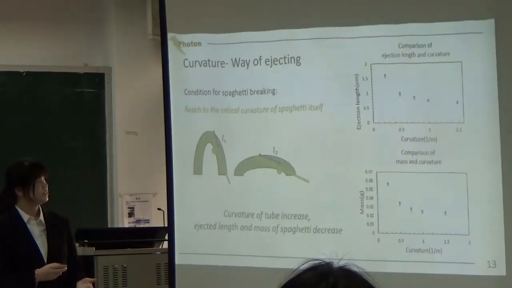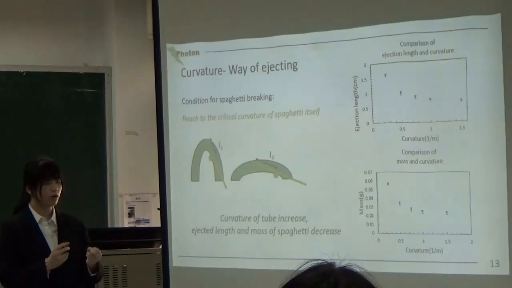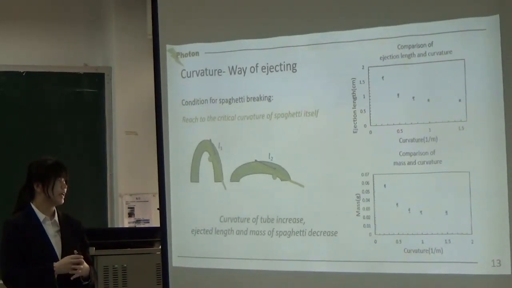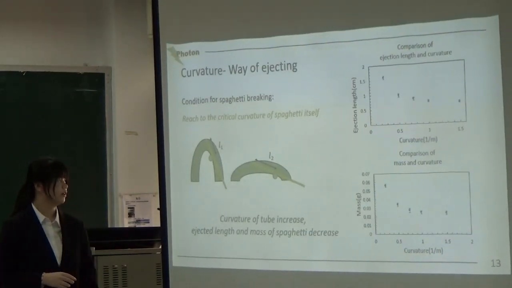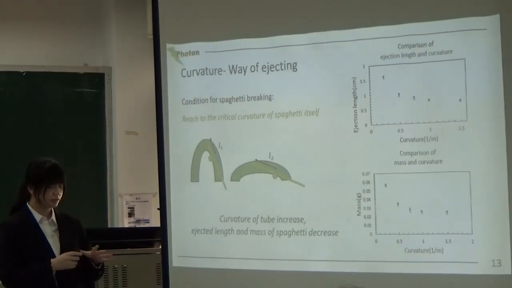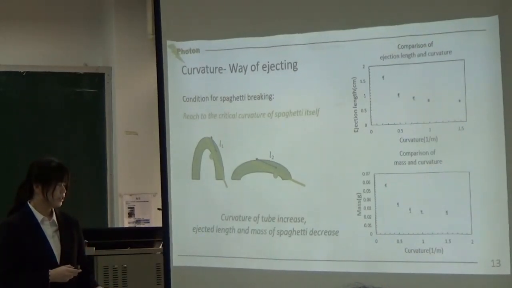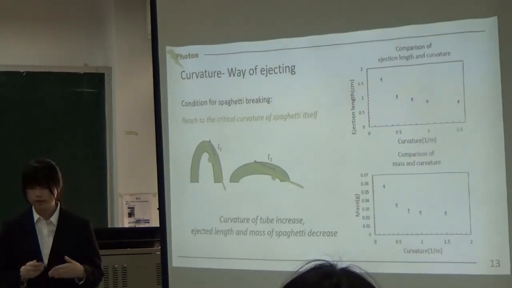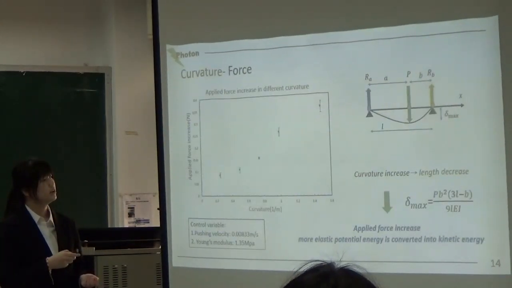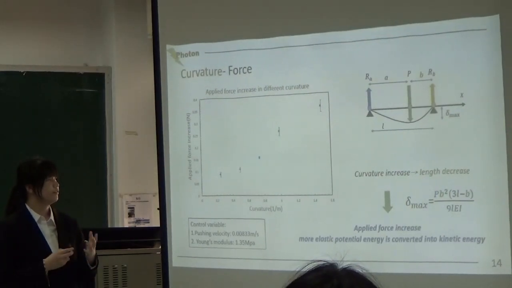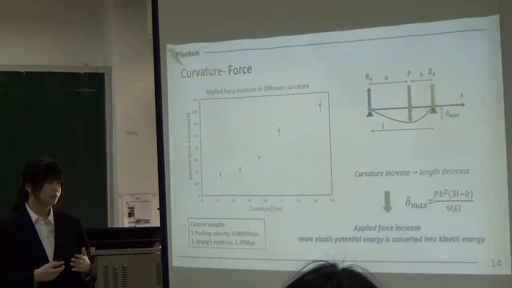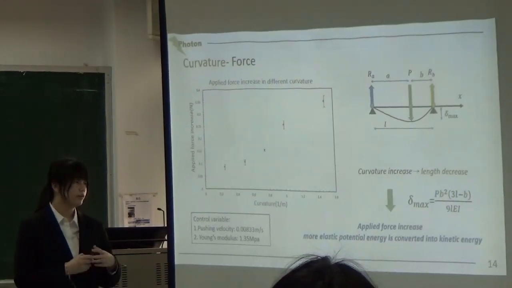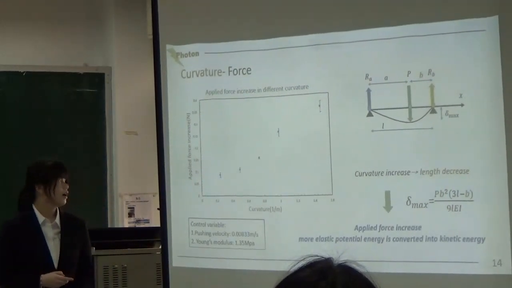This is because when it bends more, a little push can make the spaghetti reach the critical strength, so the spaghetti will break. So when the curvature increases, the length and mass will decrease. And here is curvature about the force. Because we calculate the force, we know that when the curvature increases, the length will decrease.